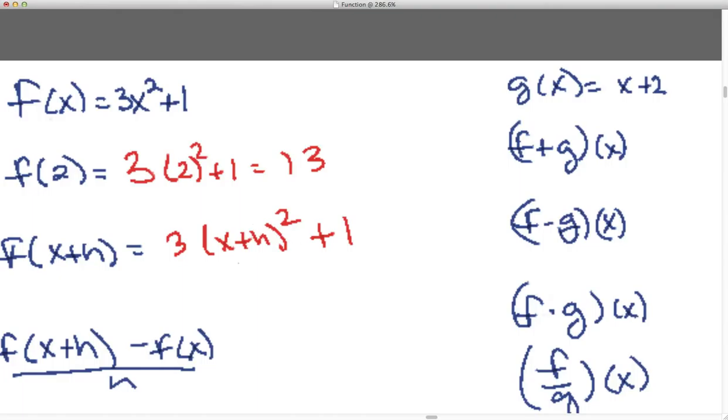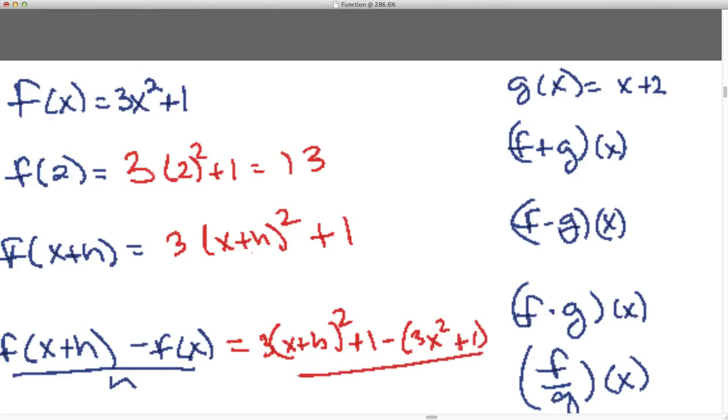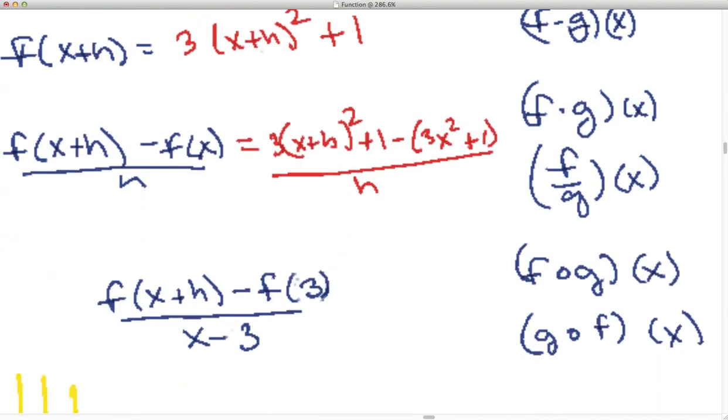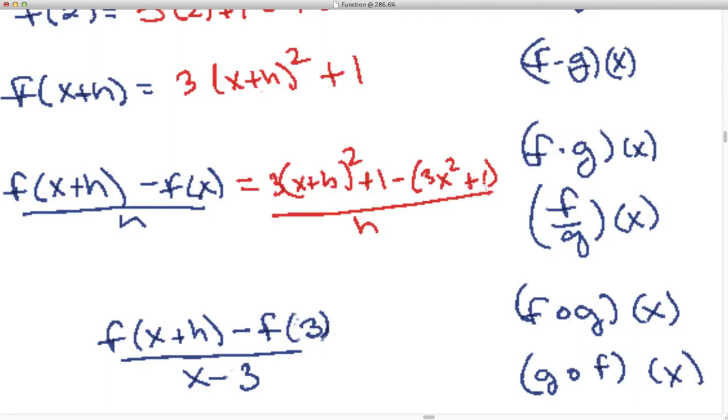Again, this is just a concept video, so I'm not going to actually evaluate it all, but you would end up foiling this out and then combining your like terms. You would take that minus your function, so it would be the 3 times x plus h squared plus 1 minus the whole function. A lot of people forget this parentheses. Don't forget it. It'll mess you up. Then you can evaluate all that by foiling this out, distributing the 3, distributing the negative sign, combining your like terms. The only difference with this one is you would plug in your f of 3 and divide by x minus 3, not h, so it would look just like what we had up there. Plus 1 minus the f of 3, which would be plugging in a 3 there, so it's 9 times 3 is 27, plus 1 is 28, over x minus 3, and then you would simplify that.